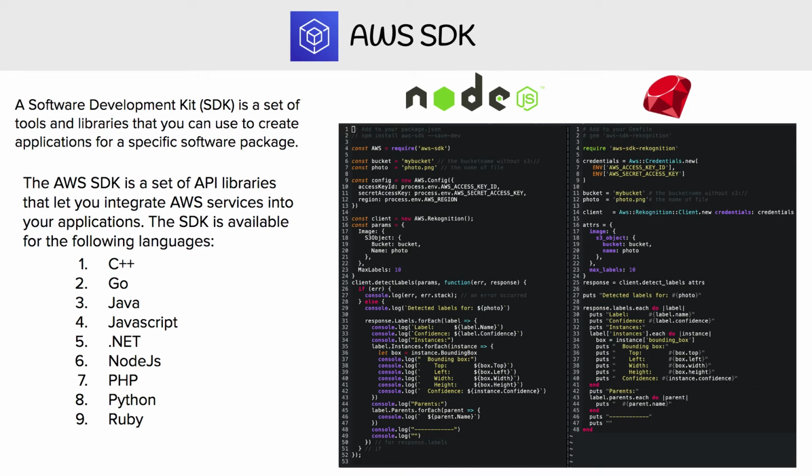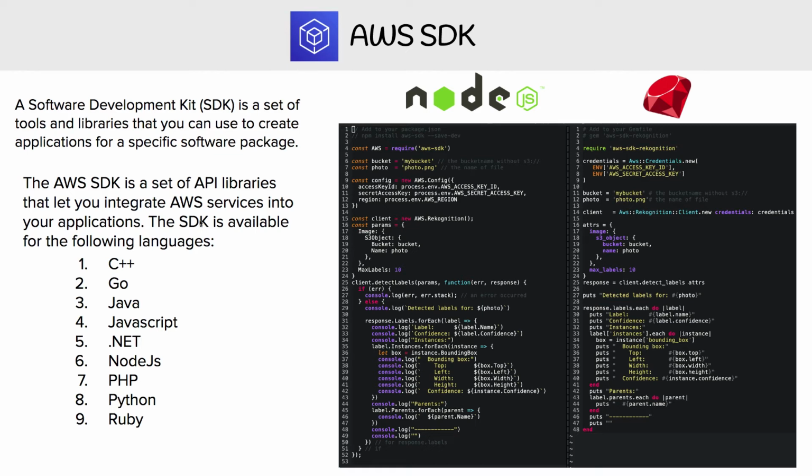It is a set of tools and libraries that you can use to create applications for a specific software package. So in the case of the AWS SDK, it is a set of API libraries that let you integrate AWS services into your applications. Okay, so that fits pretty well into the description of an SDK.